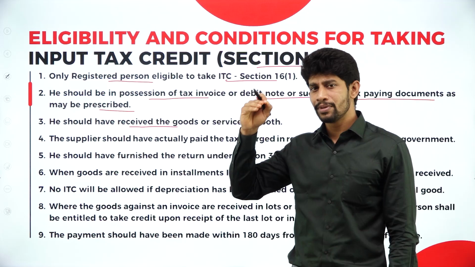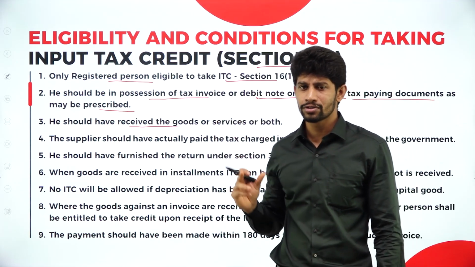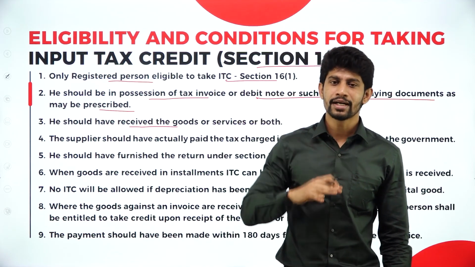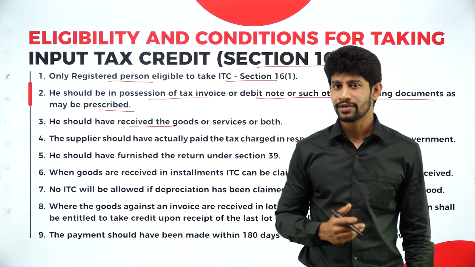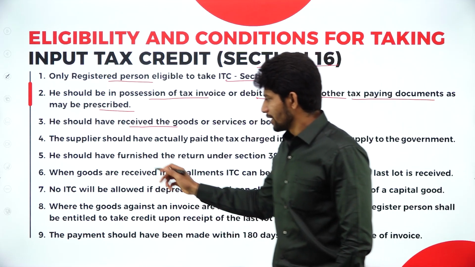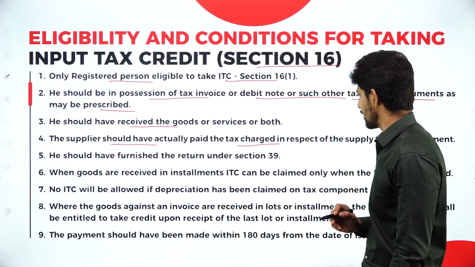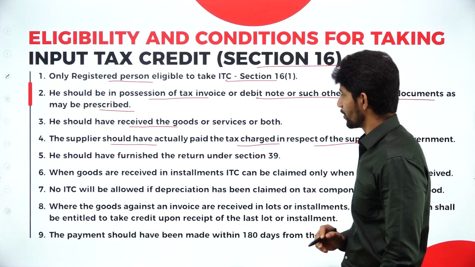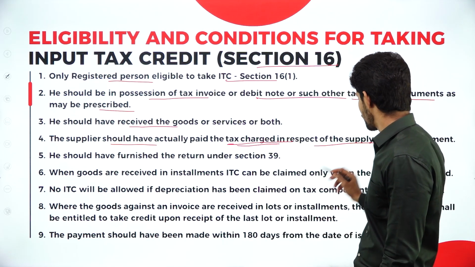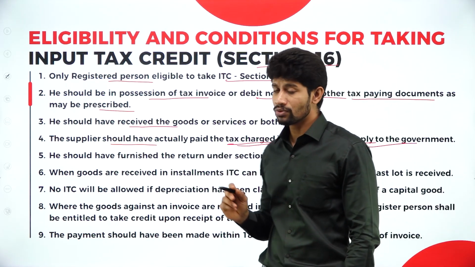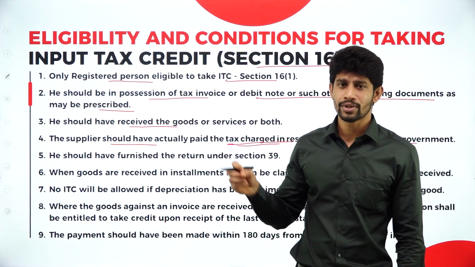The first thing, you should be a registered dealer. Second, you should be in possession of a tax invoice or the debit notes prescribed by the authority. Third, you should be in possession of the goods or the services. Fourth condition, the supplier should have actually paid the tax charged in respect of the supply to the government. That means whoever the supplier is who is supplying the goods to you, that supplier should have paid the tax.